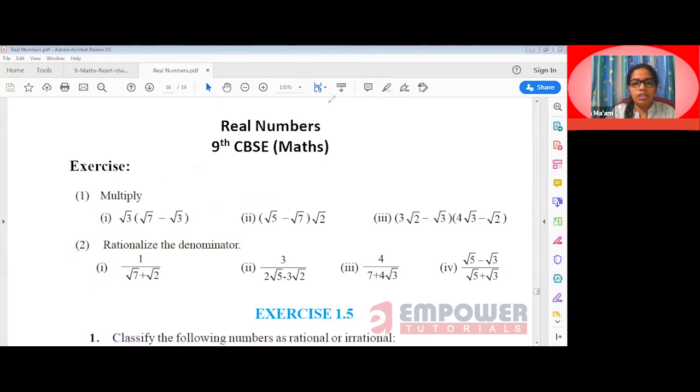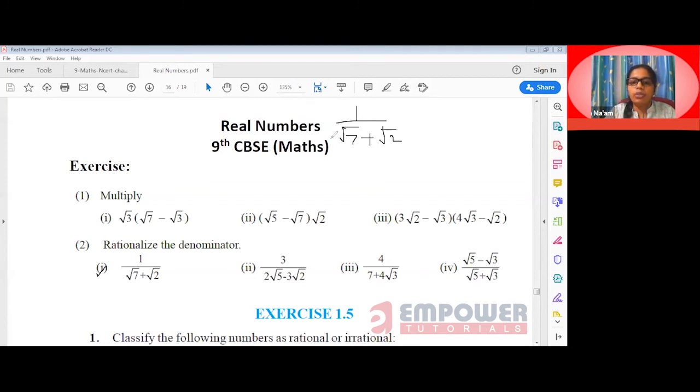Okay, so we will proceed. Now we will do this one. Yes, everyone, you need to solve this. Simultaneously, I will also solve this so that you will be clarified.